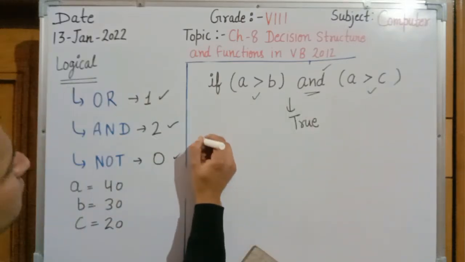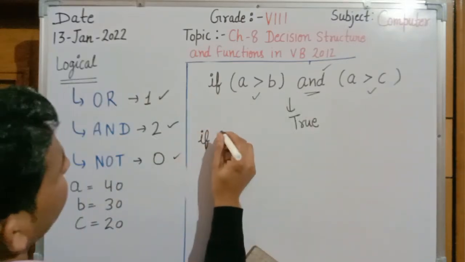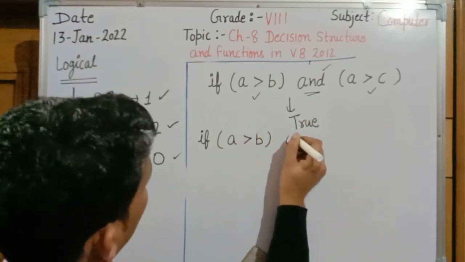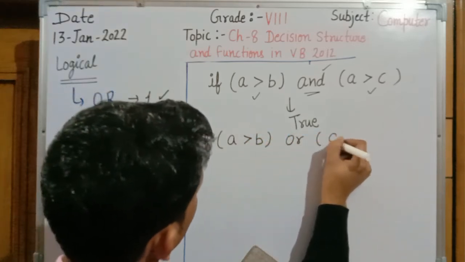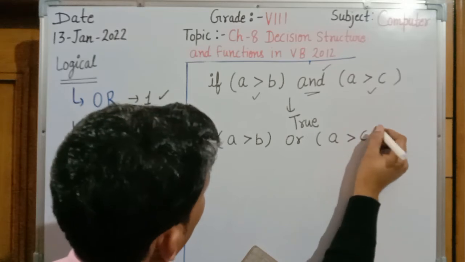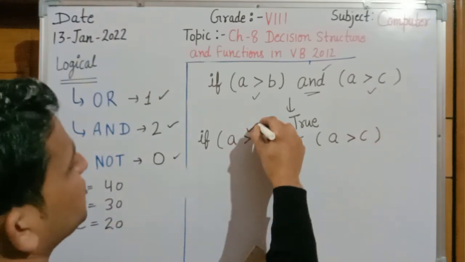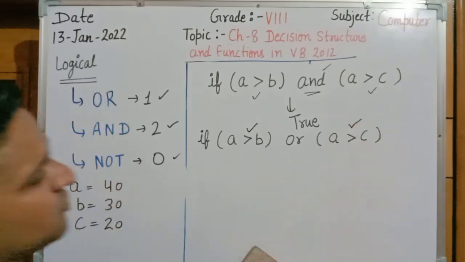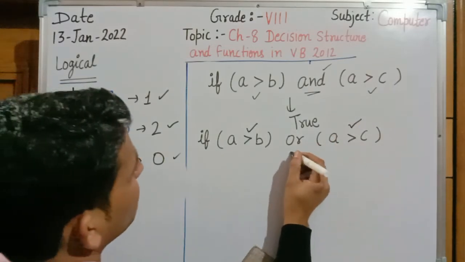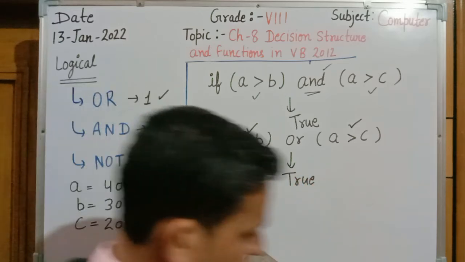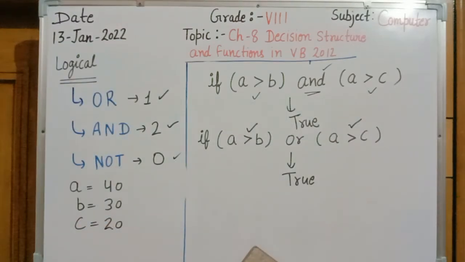Suppose I am now writing if A greater than B or A greater than C. In that case, either one should be true or the other should be true. Out of both, if one is true, then the result will be true. So AND and OR depend upon double condition and single condition.